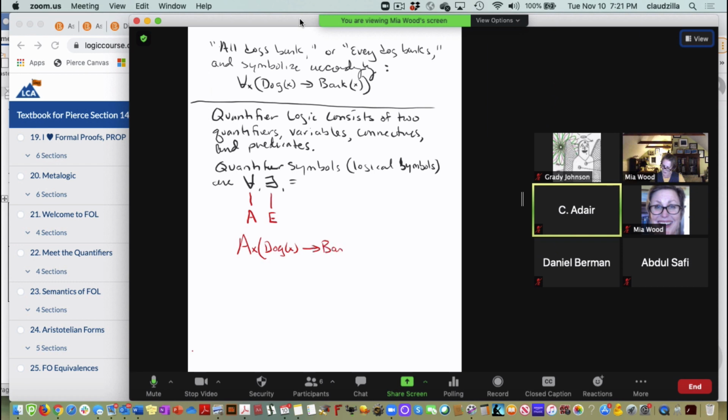And let me talk to you a little bit about why this is written with an arrow. So let me read through this. For every x, if that x is a dog, then that x barks. If it's a dog, it barks.